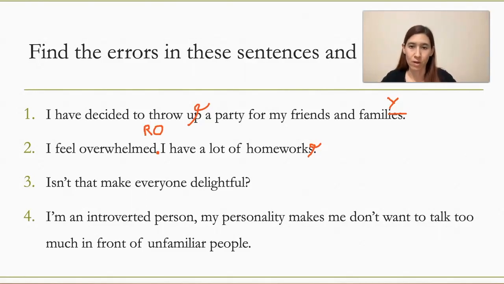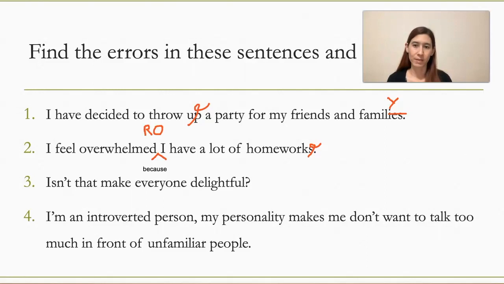So this is one thing you can do, put a period, or if you want, you can join it with a semicolon. The semicolon looks like this with the dot and then the comma underneath. So you can say, I feel overwhelmed; I have a lot of homework. That would be another possibility. And there's one more thing you can do. Do you know what it is? The other thing you can do is use the word because to join these two sentences. I feel overwhelmed because I have a lot of homework.